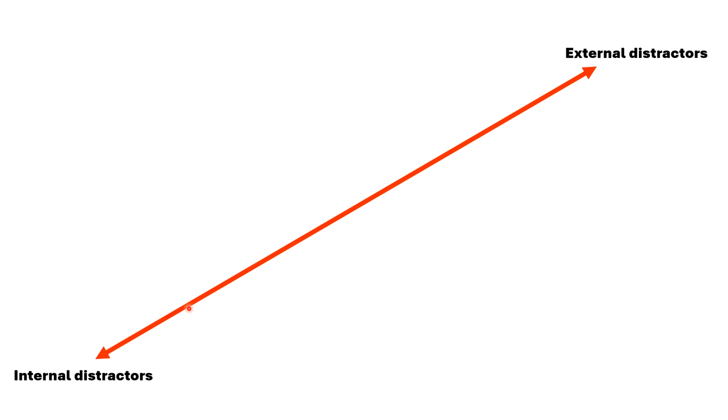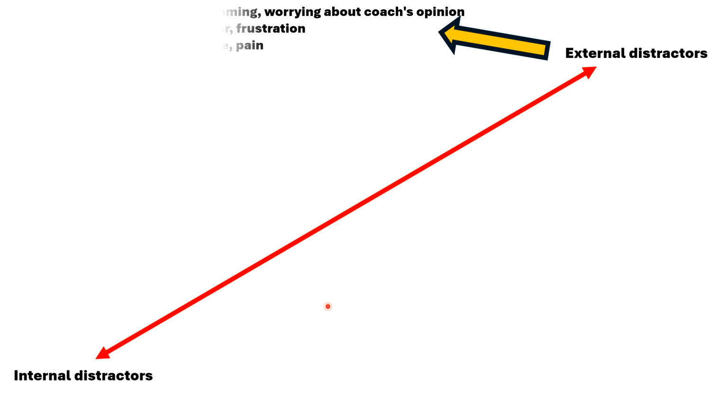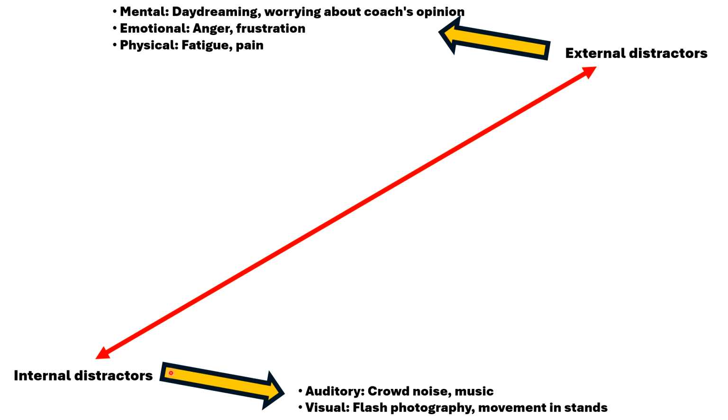Now, let's look at internal and external distractors. So we've got external distractors being things such as worrying about the coach's opinion, that's mental, emotional distractors, anger, or physical distractors like physical discomforts. Internal distractors, okay, so this is things that you can hear and you can see.